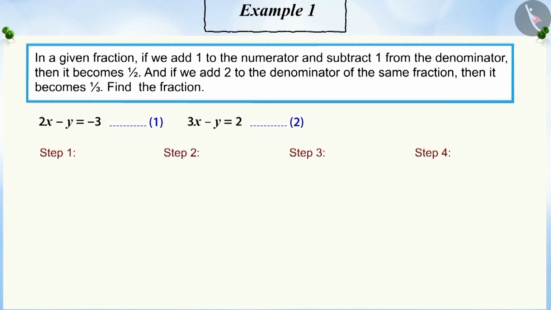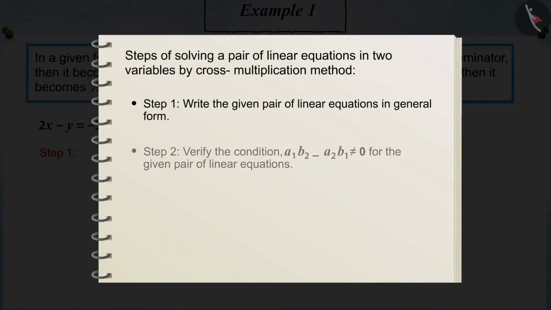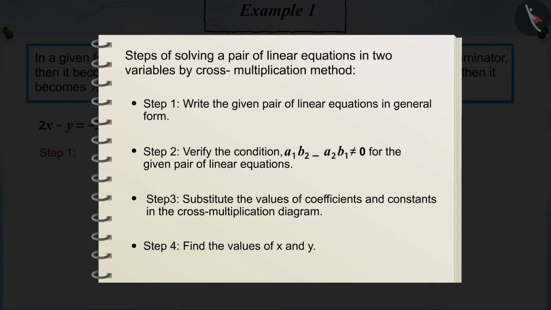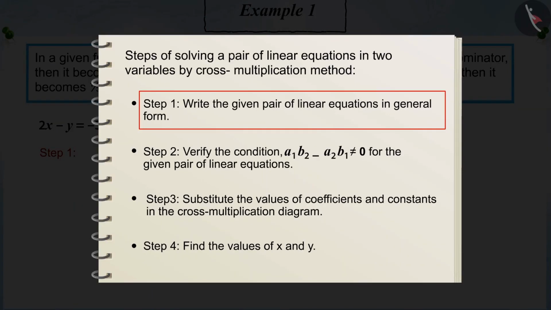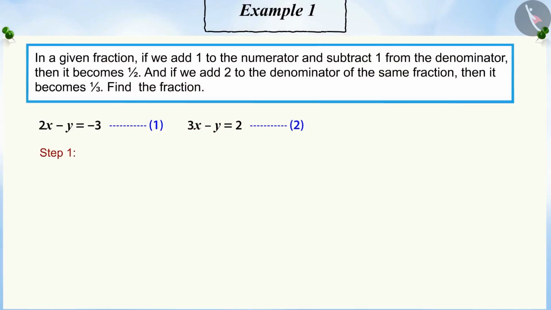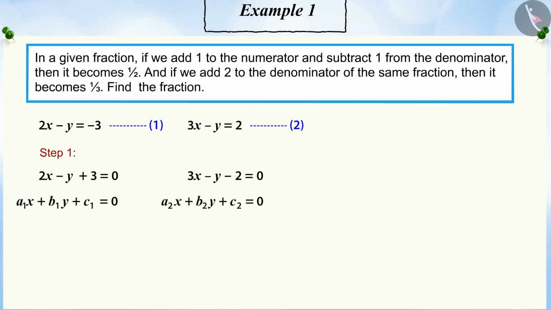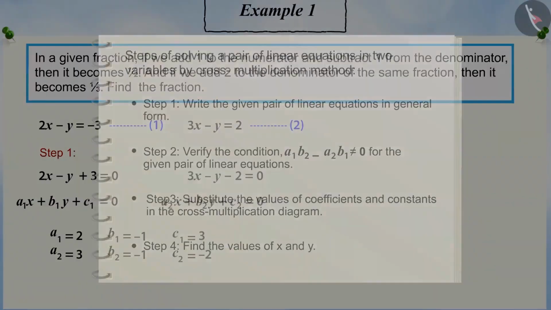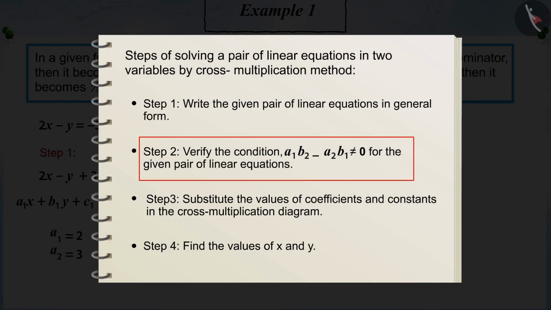Hope you remember that to solve a pair of linear equations by the cross multiplication method, we follow a 4-step process. Can you tell me what is to be done in the first step? Correct. First, we will write the given pair of equations in their general form. By doing so, we get the values of all the coefficients and constants. In step 2, we test the condition if a1b2 minus a2b1 is equal to 0 or not.